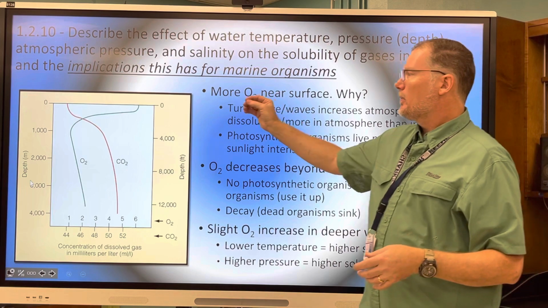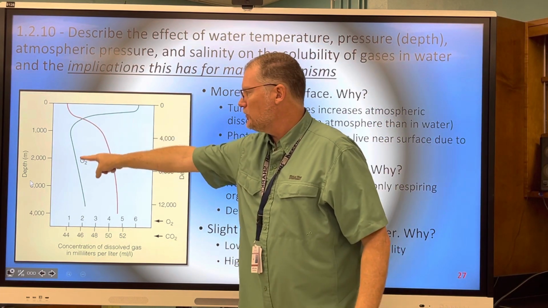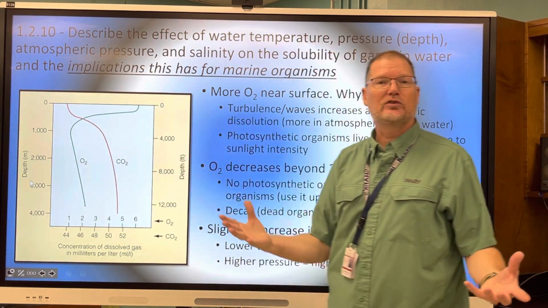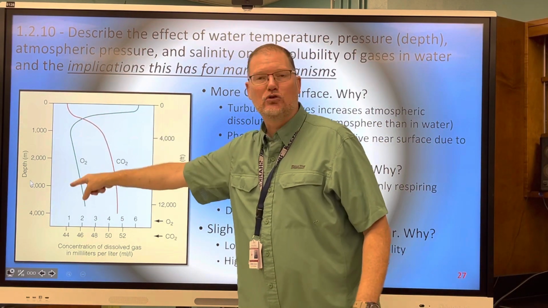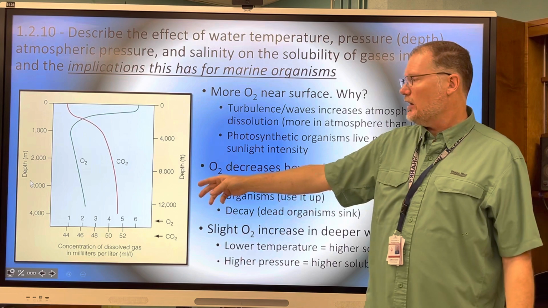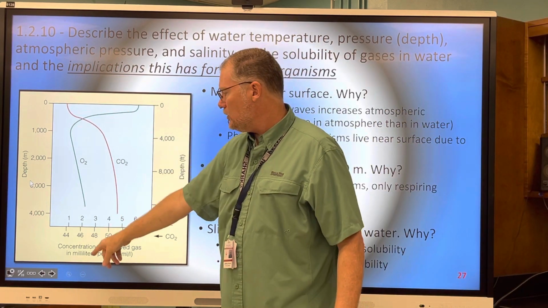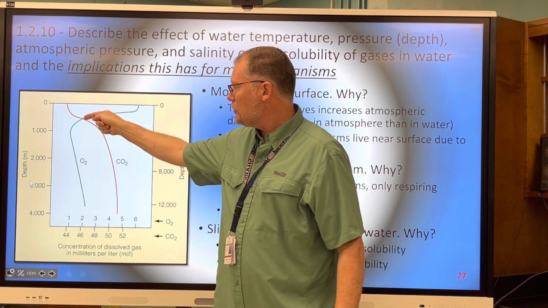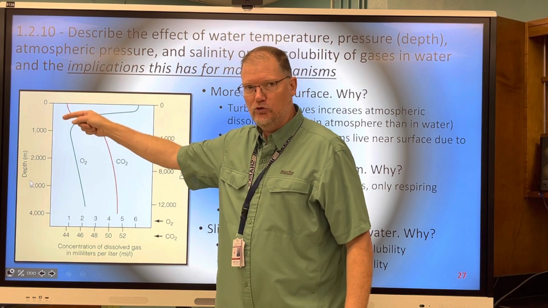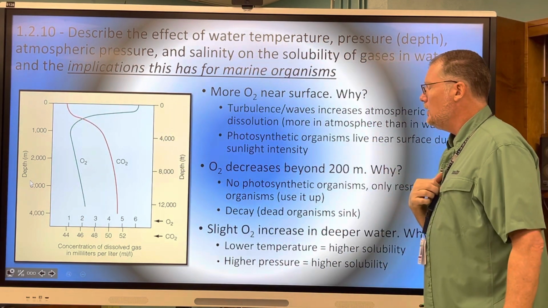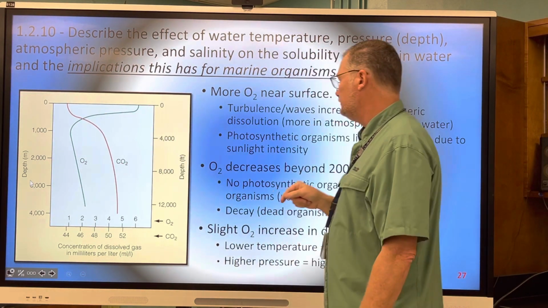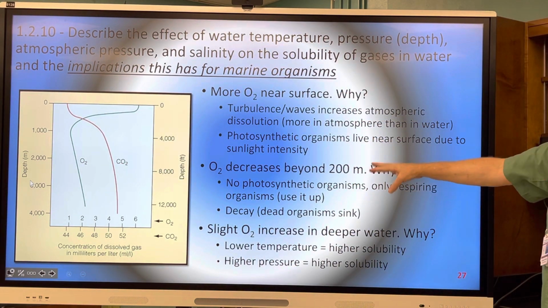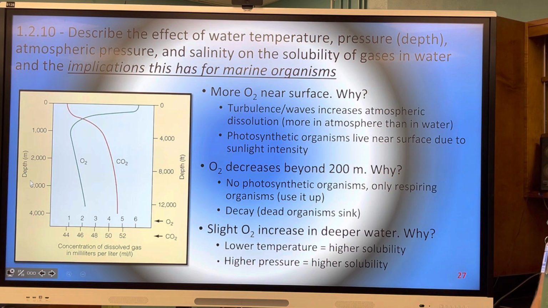Okay? But down here in the deep parts where there's no light, there are no photosynthetic organisms. So that's why the oxygen level drops. That's why the oxygen level starts to diminish the deeper you go, once you get to a certain point, okay? This is not a drop. That's a drop, okay, that one. So oxygen decreases beyond 200 meters.